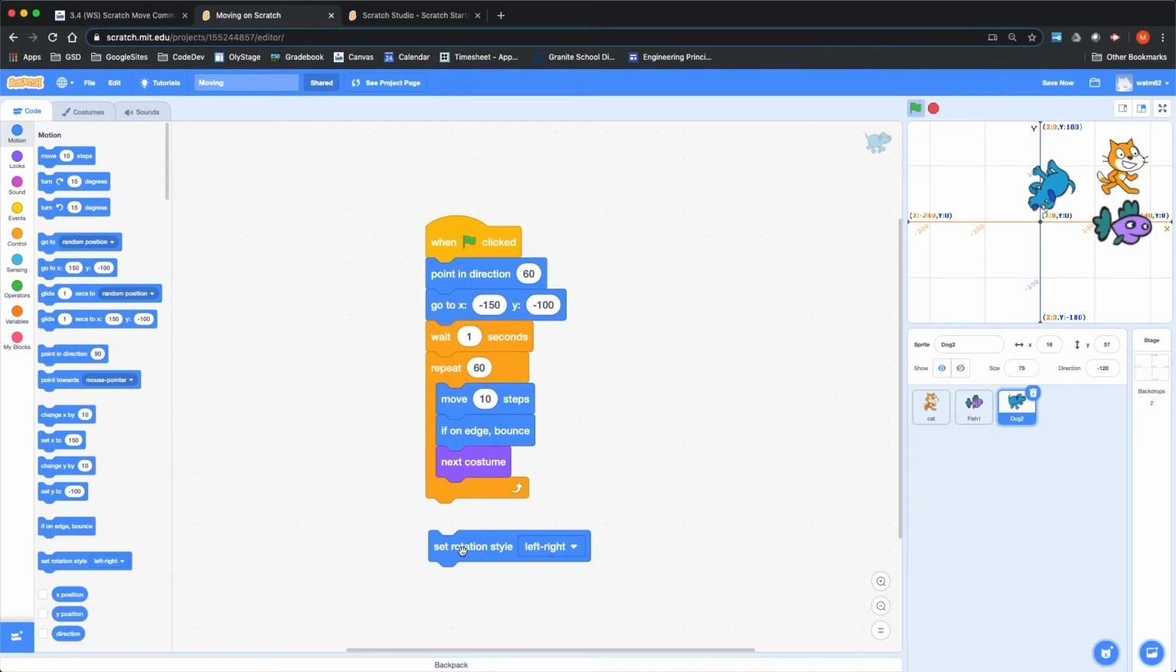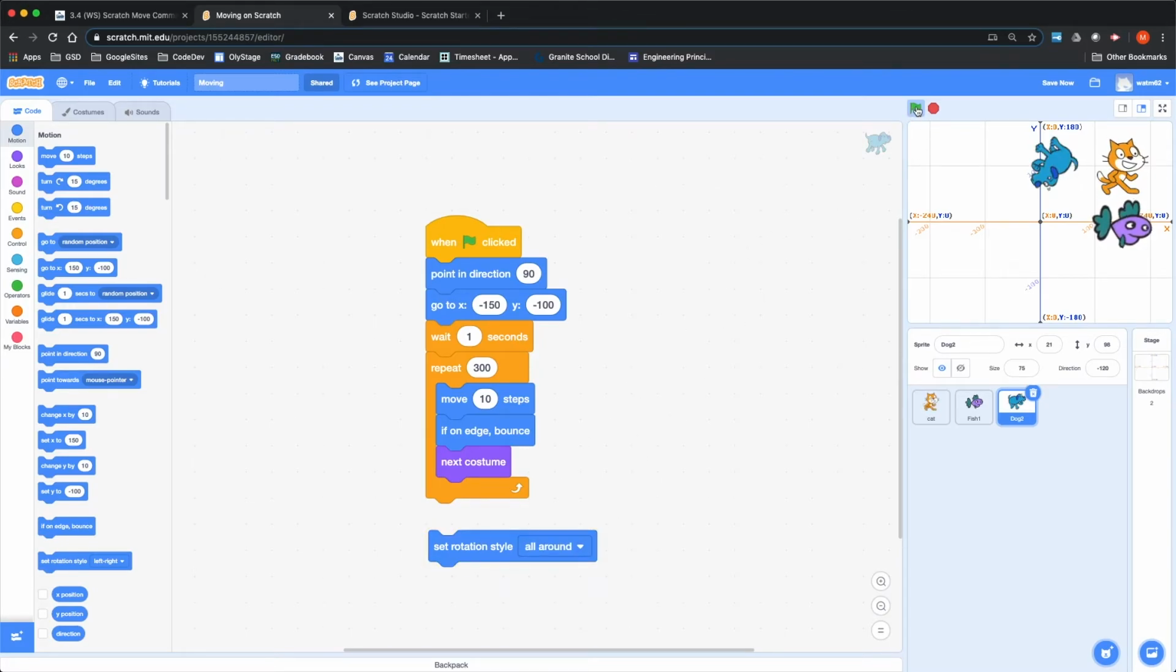So rotation style all around, it points in the direction it's going to move. Left-right is the one that it was set to when we first ran this. We'll do that again now. It's facing to the right or the left, but it's not going on its head. This one's more interesting if I start by pointing in 90. Let's repeat this 300 times. It'll keep going on. And set a rotation style all around.